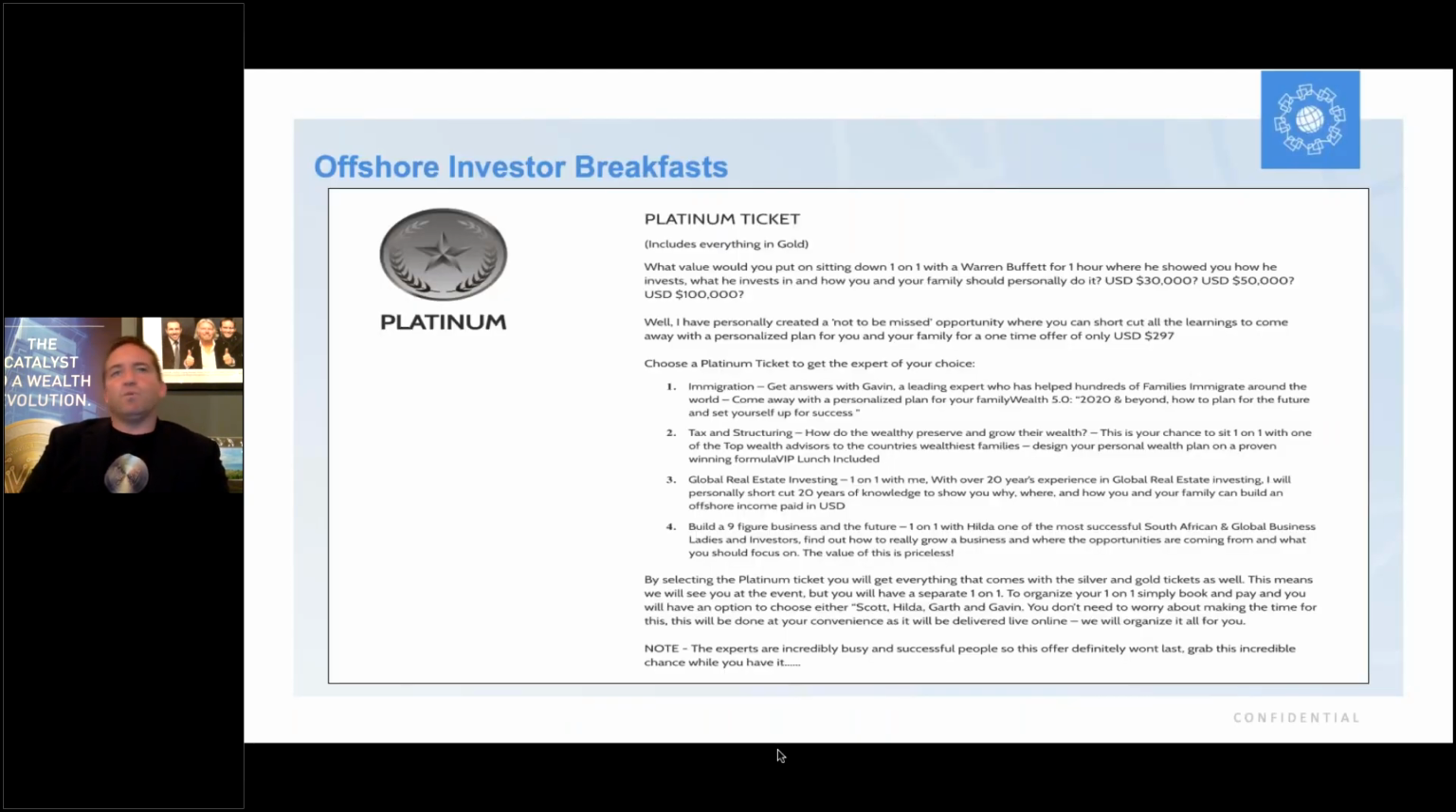So a platinum ticket means you get the entire breakfast, you also get the VIP lunch, and you get a one-to-one session with a person of your choice. Whether that's Hilda and understanding how she grew a global business, how she became a global citizen, how she immigrated to America; whether that's Garth and all things around tax, structuring and financial planning; or whether it's myself and how you build a global real estate portfolio. You can choose one of those people, where you'll have an online opportunity to sit with them.